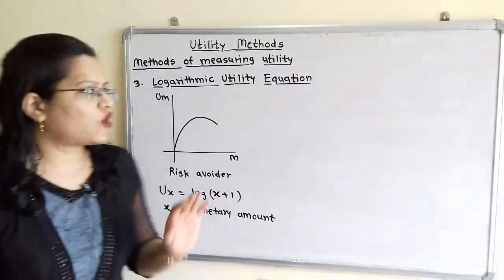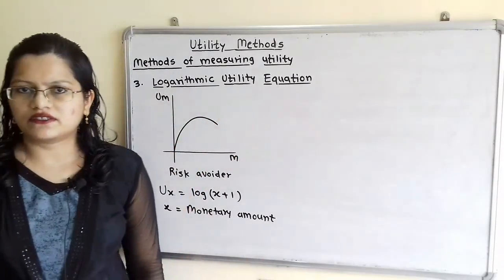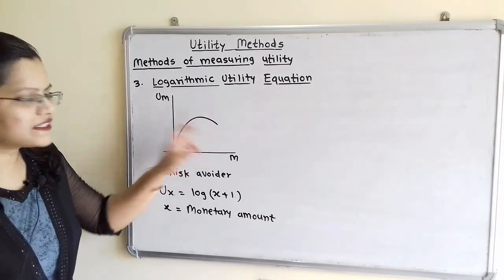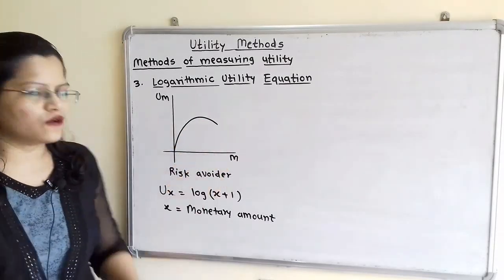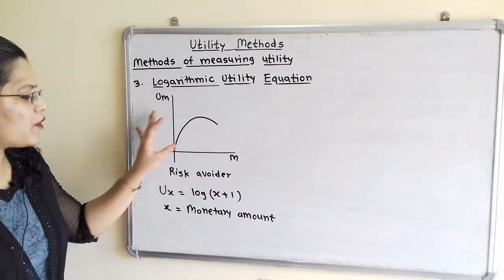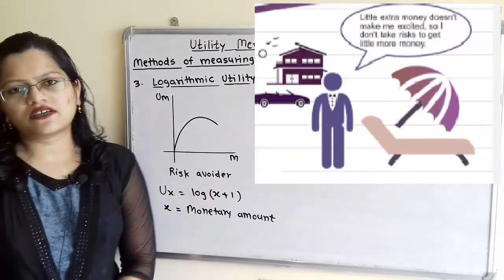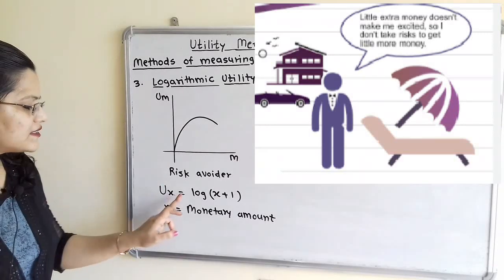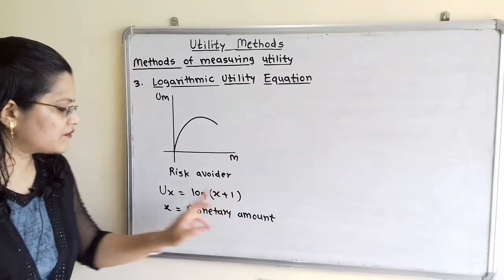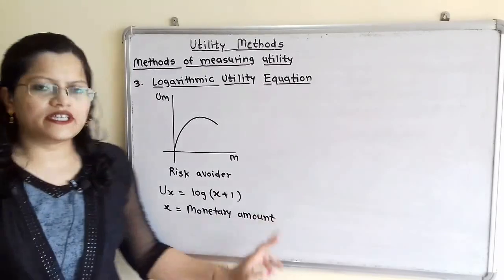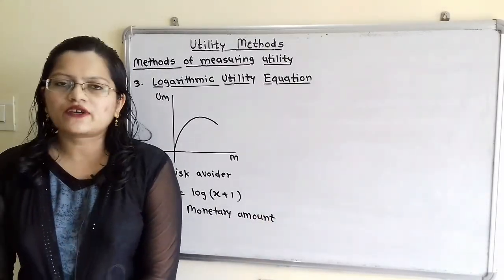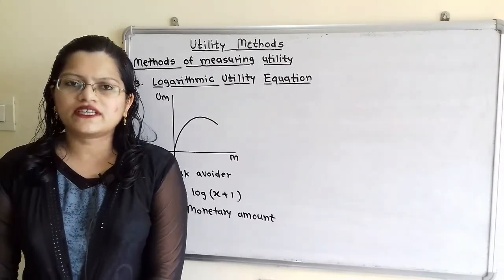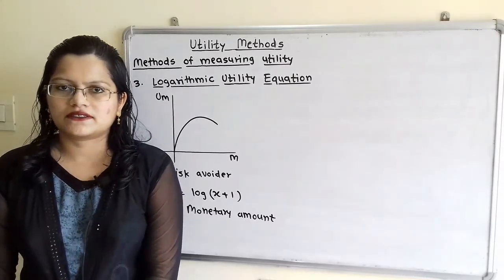The third method is the logarithmic utility equation. Now we know that in this utility curve the slope decreases as the money value increases, and this type of slope is followed by the risk avoider. For this slope we can write the equation Ux is equal to log of x plus 1, where x is the monetary amount. Now we are going to solve three problems based on each of the three utility methods.